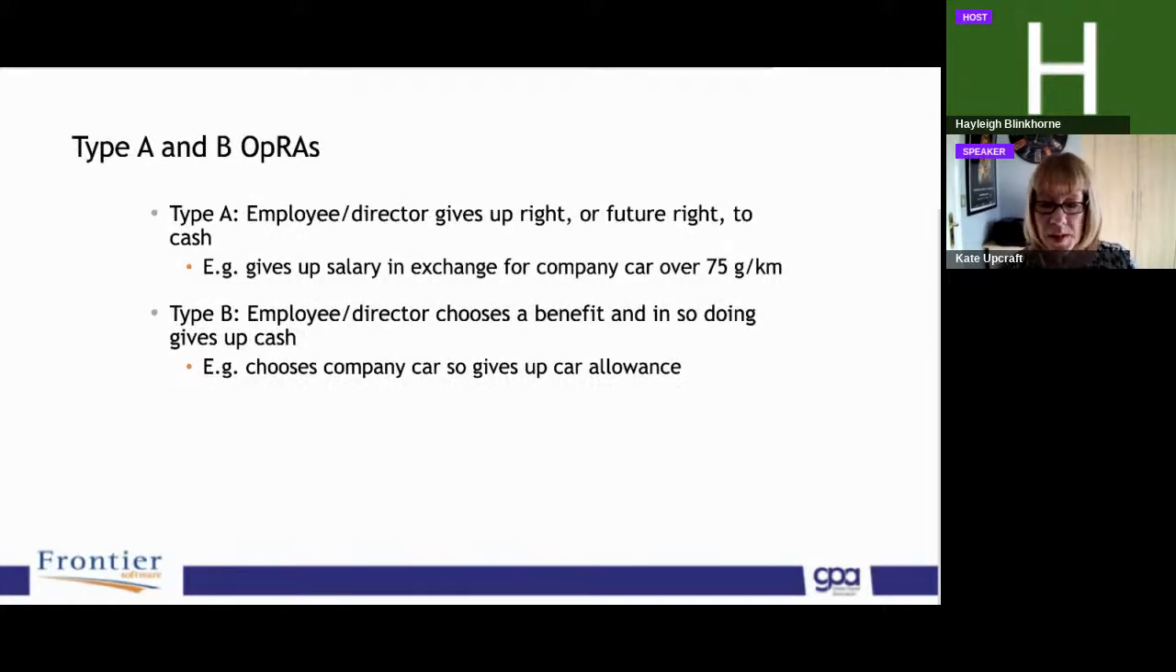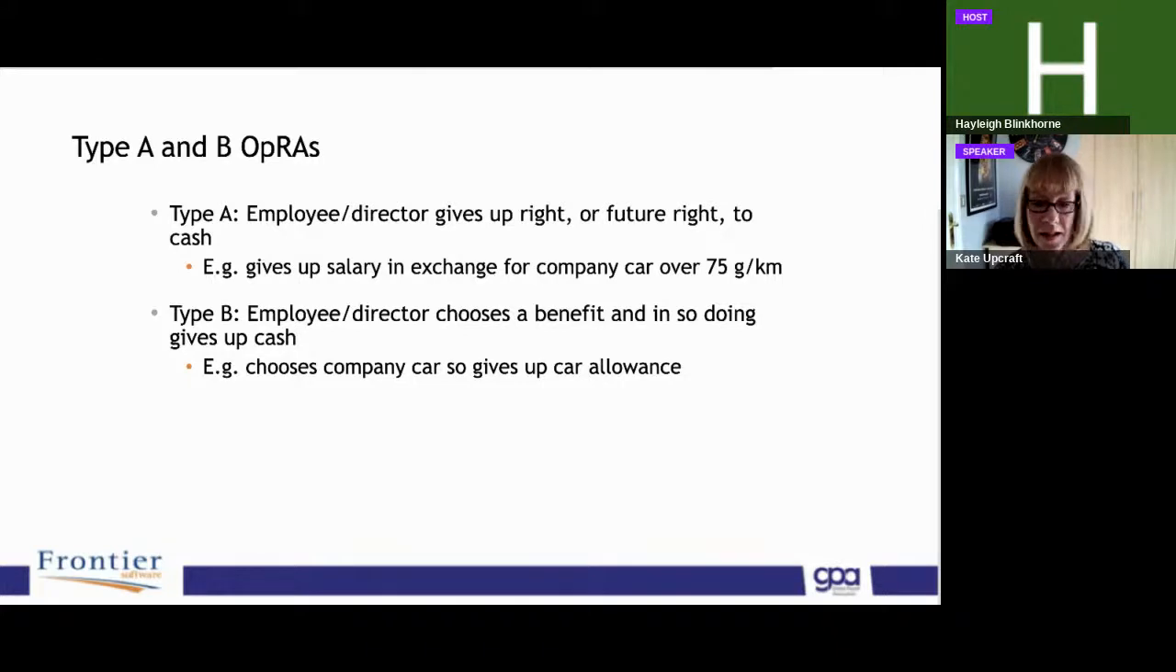So we have two types of optional remuneration arrangements. We have type A, where the individual gives up some of their salary in exchange, for example, let's focus on company cars, for a car that isn't what's really referred to as a green car. So cars that are under 75 grams are classed as green cars, and these rules don't apply to them. But anything that's a non-green car, if you're giving up salary and receiving a car instead, that's a type A arrangement. A type B arrangement is where an employee chooses a company car and so doesn't get a car allowance.